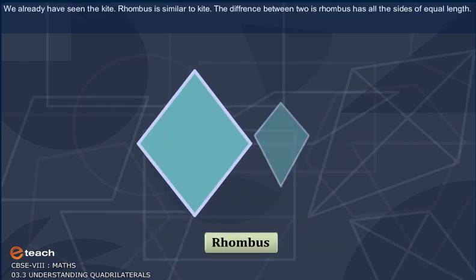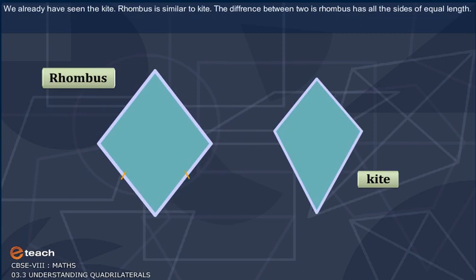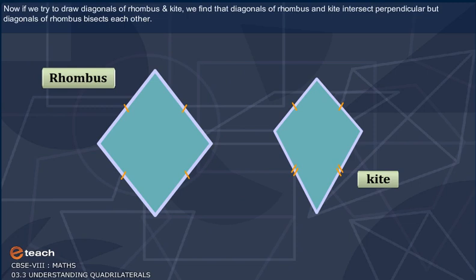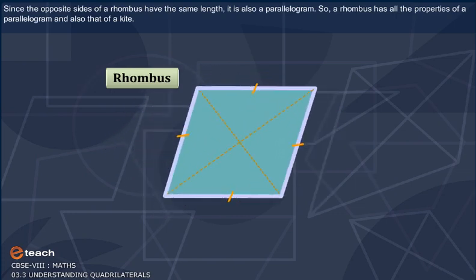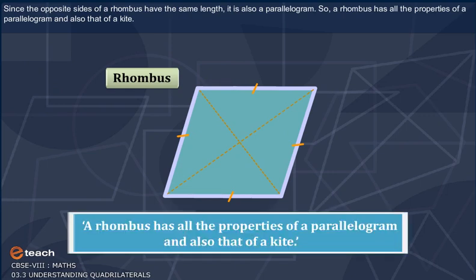Rhombus. We already have seen the kite. Rhombus is similar to the kite. The difference between the two is that a rhombus has all the sides of equal length. Now, if we try to draw diagonals of a rhombus and kite, we find that diagonals of a rhombus and kite intersect perpendicularly, but diagonals of a rhombus bisect each other. Since the opposite sides of a rhombus have the same length, it is also a parallelogram. So, a rhombus has all the properties of a parallelogram and also that of a kite.